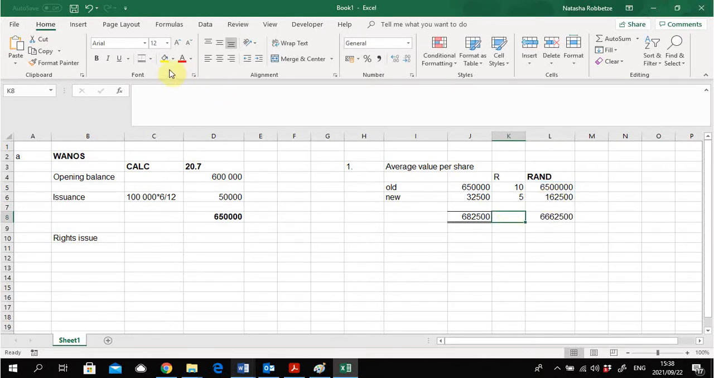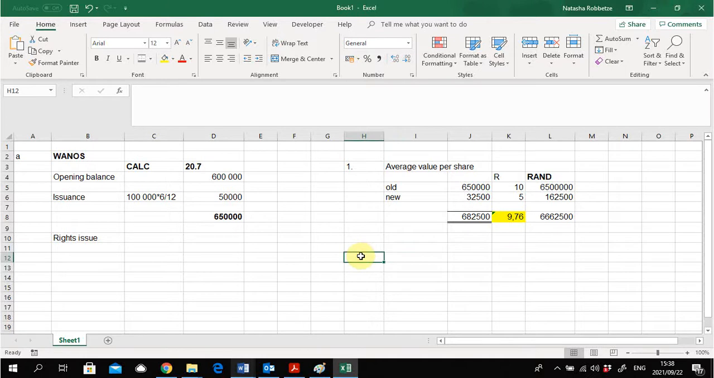And now here I can go and calculate the average value per share. So it's going to be this Rand total divided by the total number of shares. And I'm just rounding it to 2 decimals as the question instructs. It says Rand values 2 decimals. If we work with shares, please round it to the nearest whole share. Right, so that's step 1.